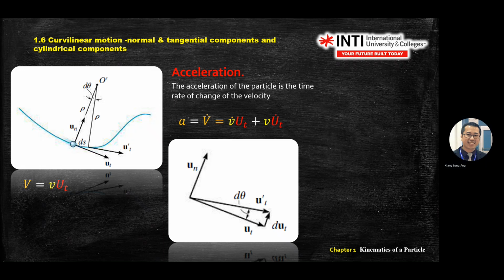So UN and UT are the original vector directions. But what happens if there is a change of position?